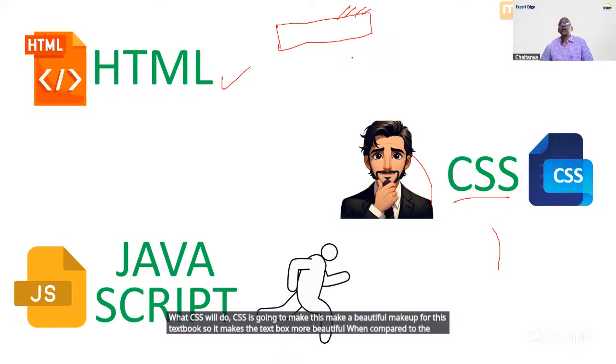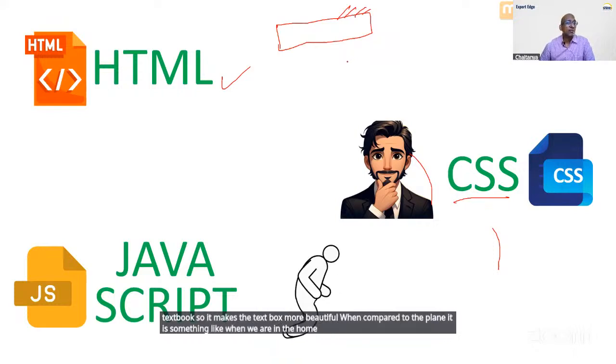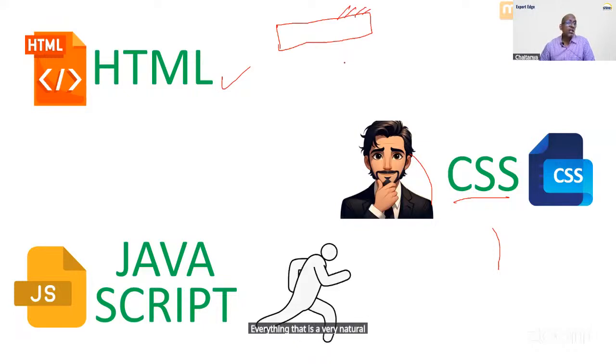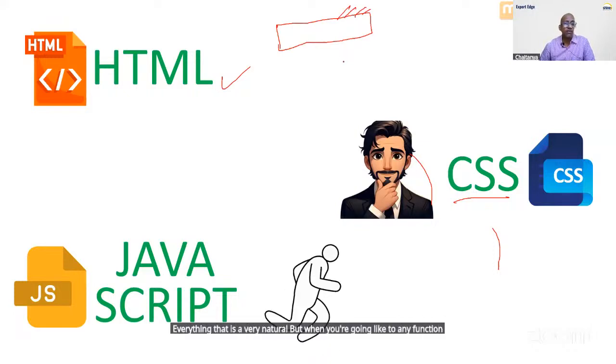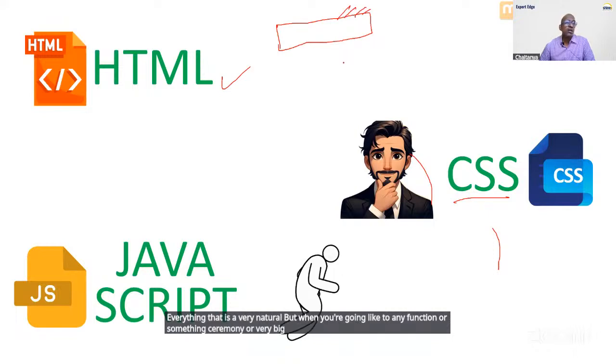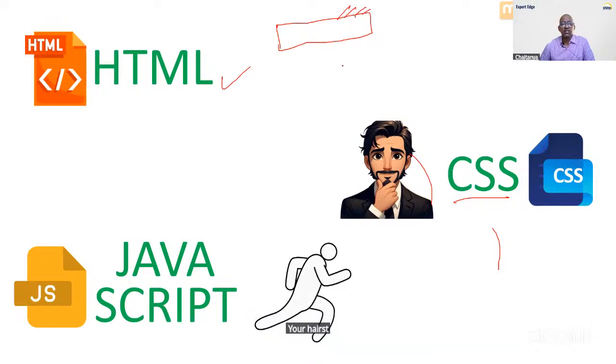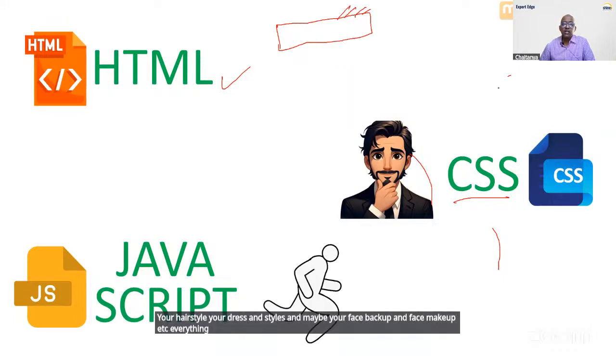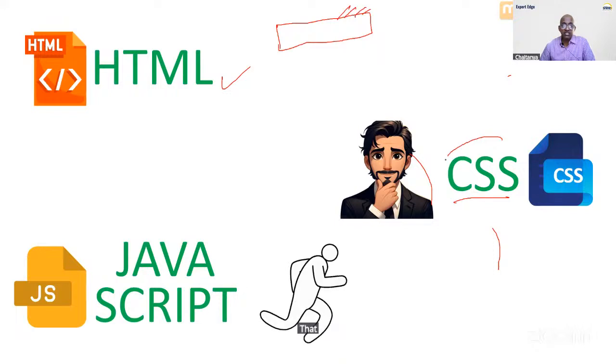It is something like when we are at home, we don't have any makeup. Whatever is our original status, like color or maybe hairstyle, everything is very natural. But when you go to any function or a very big ceremony or a marriage, definitely you'll get a lot of makeup. Your hairstyle, your dress and styles, and maybe your face makeup, everything is going to change. That makeup part can be done by the CSS.